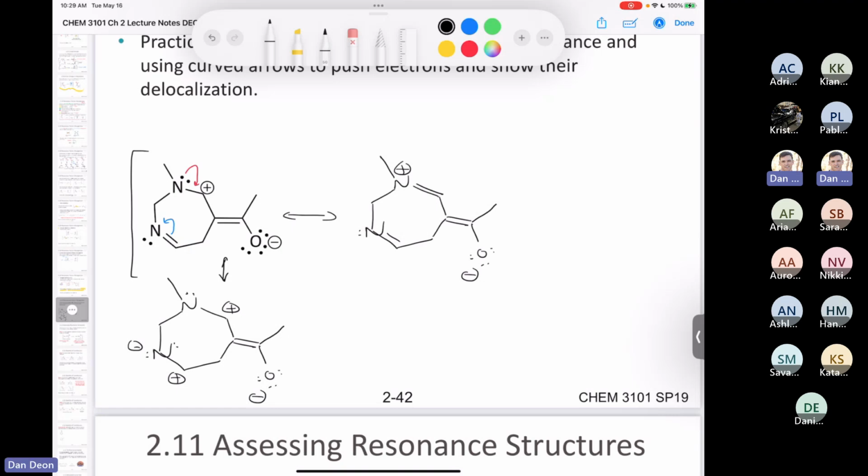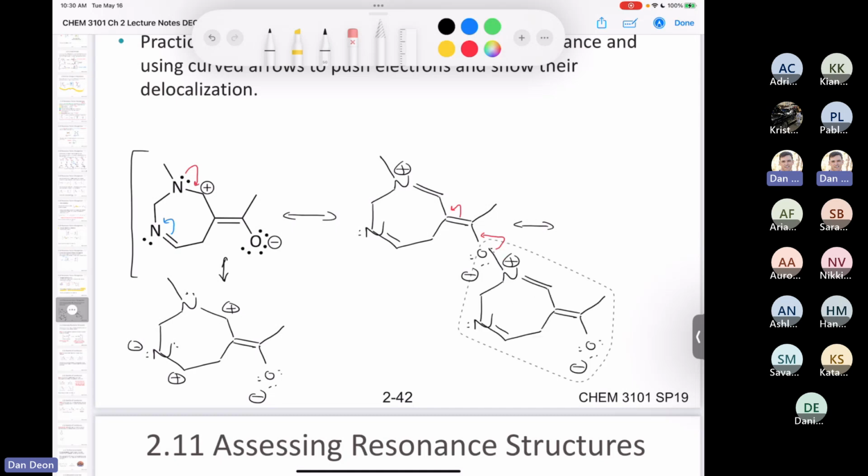So if I look at this structure here, can I draw another resonance contributor for it? Sure, I can. Did you notice that there's an allylic lone pair here? So I have a lone pair, allylic to the pi bond, so I could draw a resonance contributor like this. So I could put something like this. And so I'll paste this guy again.